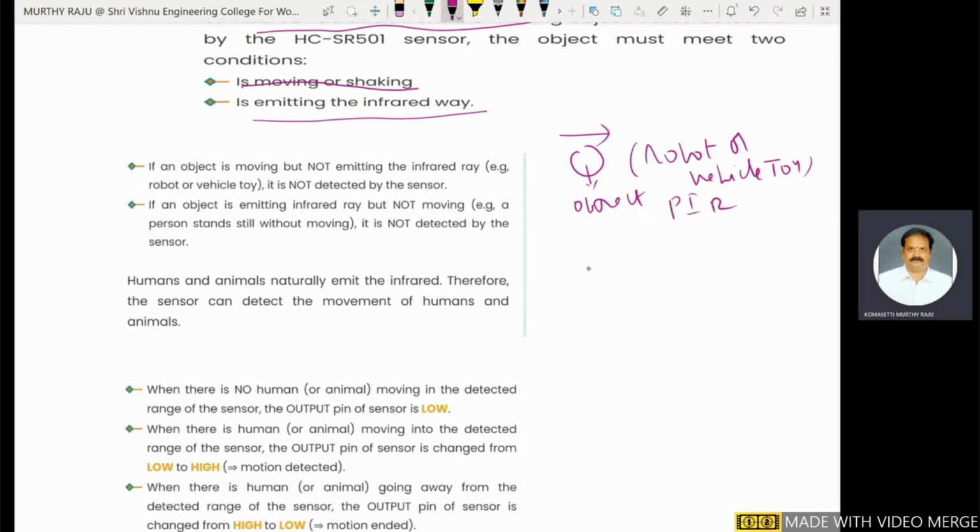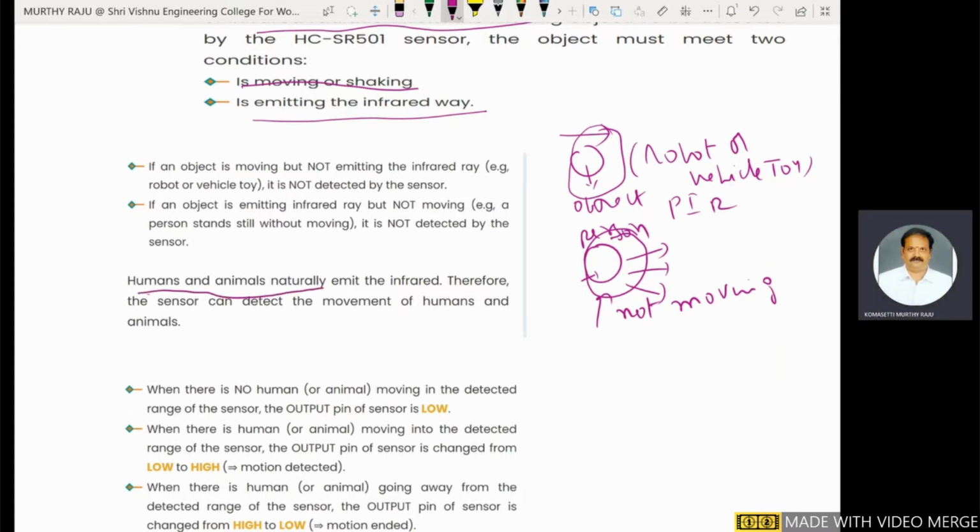The second point is, if an object emits, this one is a person. The person, having some temperature, emits some infrared radiation, but is not moving. It is not detected by the sensor. This object is also not detected by the sensor. Robot, vehicle, and toys are not detected by the sensor because these objects are moving, but infrared radiation is not emitted.